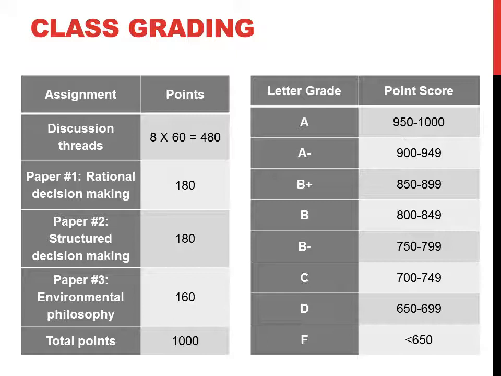The class grading is relatively straightforward. We have 8 weeks of discussion threads at 60 points, which is 480 points. Paper number 1 is 180 points. Paper number 2 is 180 points, and paper number 3 is 160 points. So there's a total of 1,000 points for the class. As you can see, your discussion threads are about half of your grade, and your papers are the other half. The point score correlates to different letter grades as follows. This is the standard University of Denver grading scheme, and this will be applied in the class.